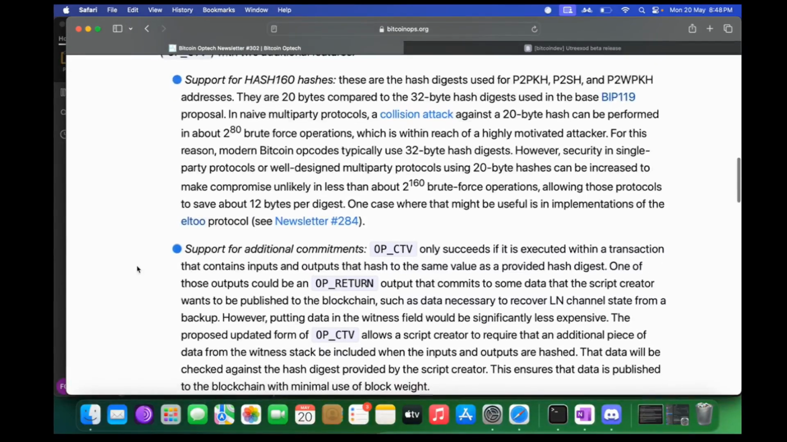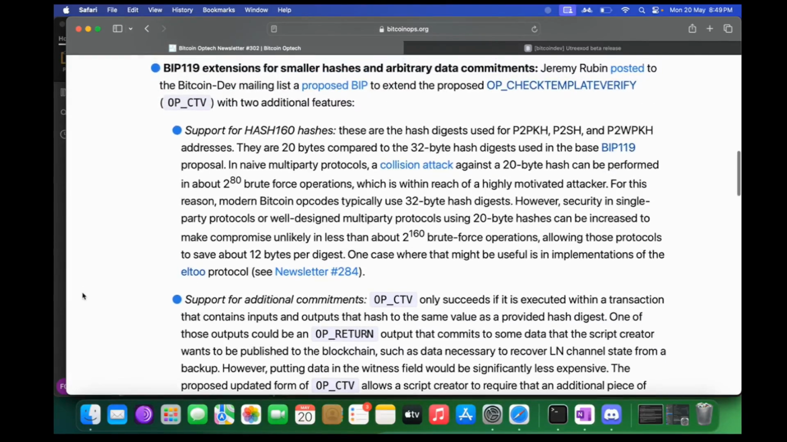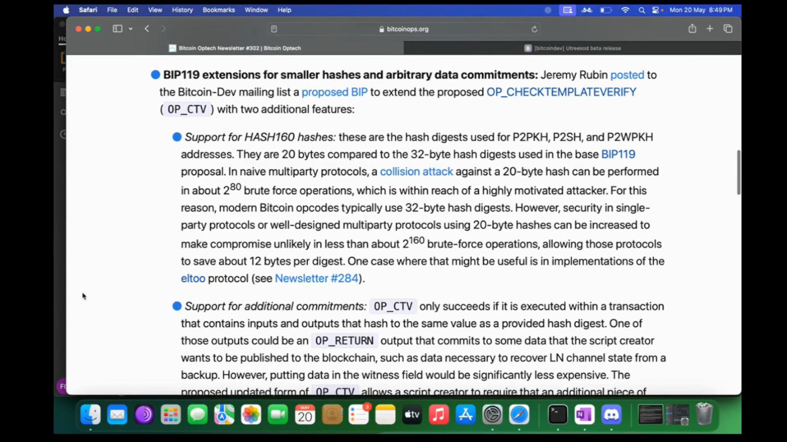The second update that this proposal suggests for OP_CTV is... The proposal of CTV is there for ordinals? Like, what is the end use case for this? Covenants. Covenants. Okay, sorry. Yeah.